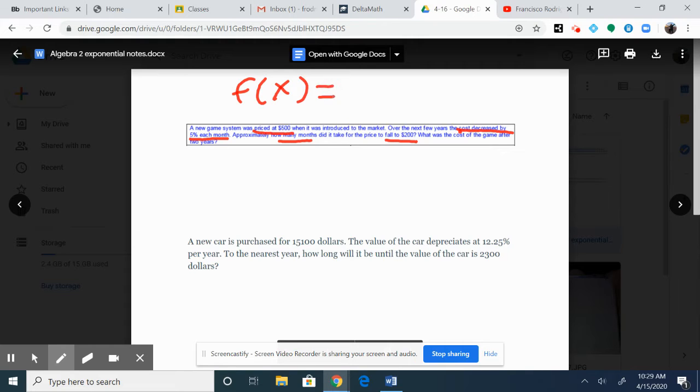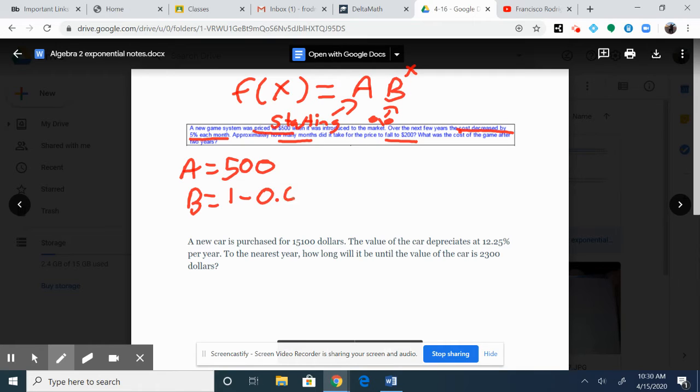our exponential function is a b to the power of x. So this is the percentage. This is the starting value. So our starting value in this case would be 500. That's how much it costs. And so our b would be 1 minus 0.05. And that's because we are decreasing by 5% every month.